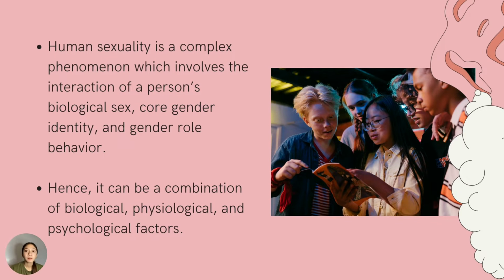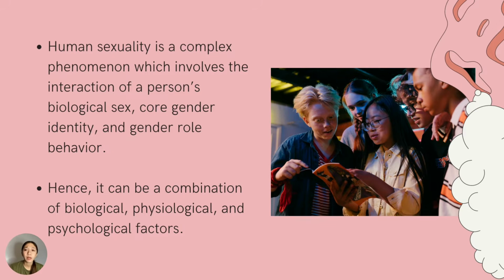So, a significant part of the maturation process is the awareness of differences pertaining to human sexuality. So, discuss natin yung human sexuality. So, what is human sexuality? Human sexuality is a complex phenomenon which involves the interaction of a person's biological sex, core gender identity, and gender role behavior. Hence, it can be a combination of biological, physiological, and psychological factors.